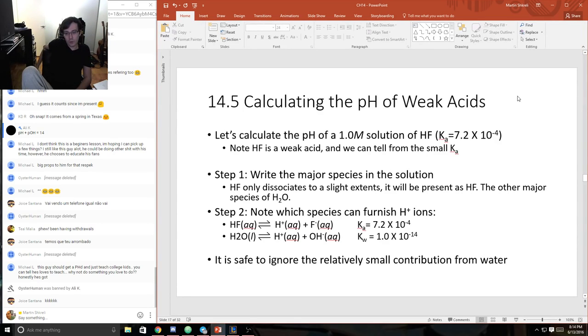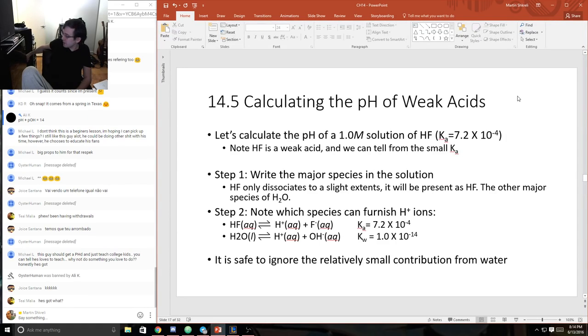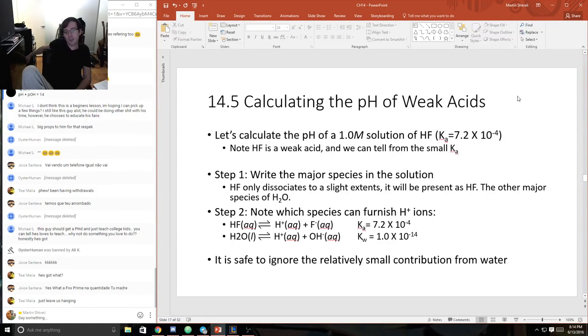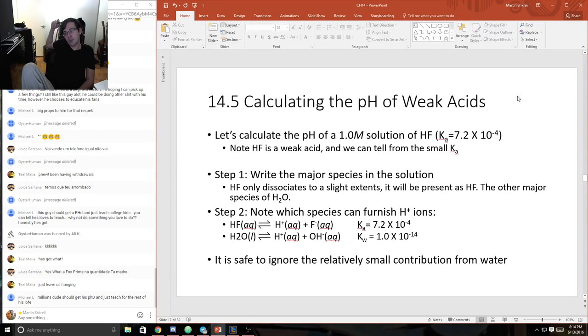So what are the major species? Well, since hydrofluoric acid only dissociates to a small extent because it's a weak acid, it's not hydrochloric acid or sulfuric acid, what we're going to have as the major species will be HF. So it's not going to be the proton and the anion. Instead, we'll have the non-dissociated HF. The other major species, of course, is water.